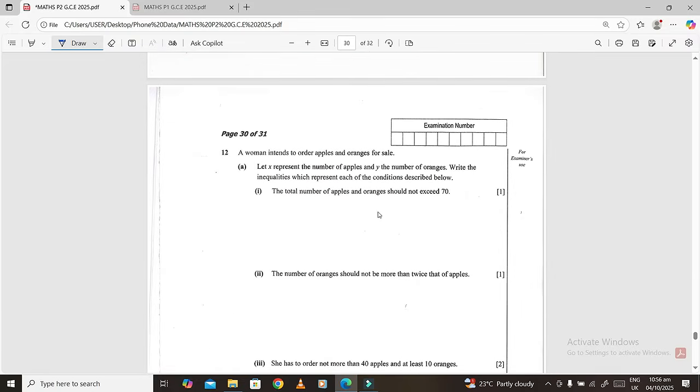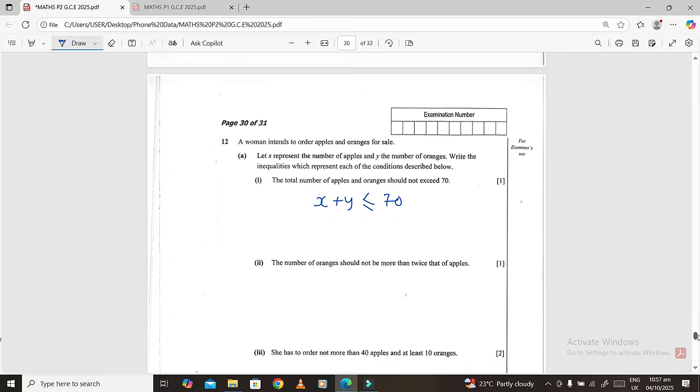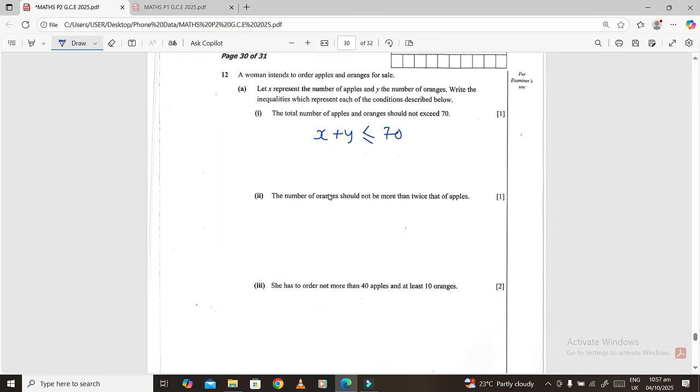So the last question here, they are saying a woman intends to order apples and oranges for sale. Let X represent the number of apples, Y the number of oranges. Write the inequalities which represent each of the conditions described below. So the total number of apples and oranges should not exceed 70. So the total is supposed to be X plus Y, should not exceed, so it should be less or equal to 70.